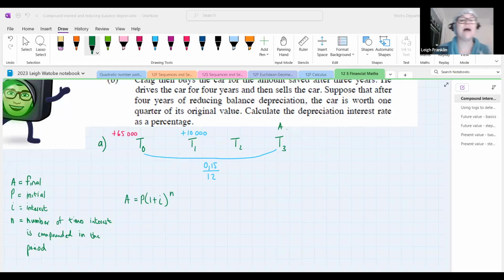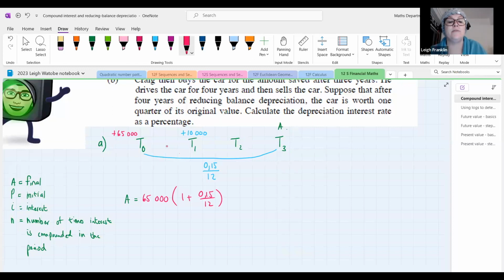Okay, so now let's make our equation. 65,000 Rand goes in. It earns interest at a rate of 15% per annum, compounded monthly. And that 65,000 Rand stays in the account for 3 years. It is compounded monthly, so it will be compounded 36 times during that period.